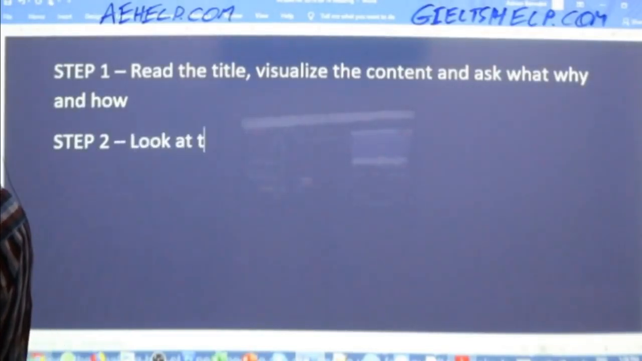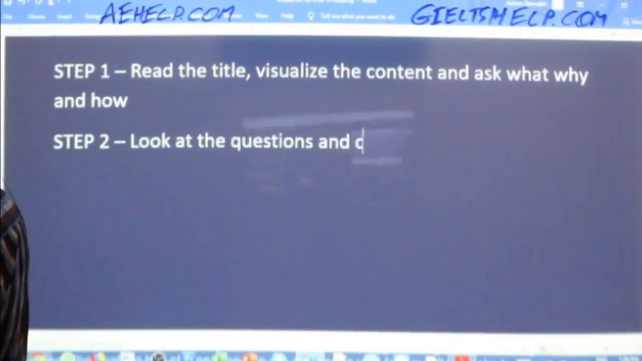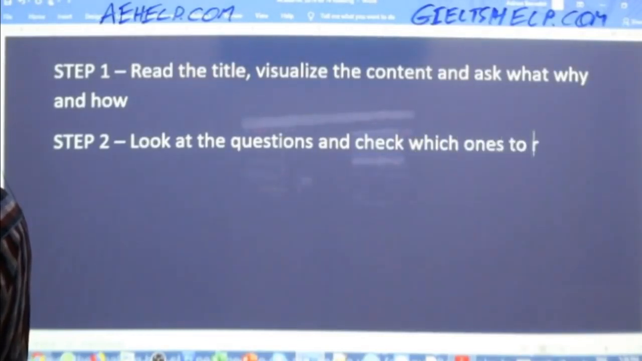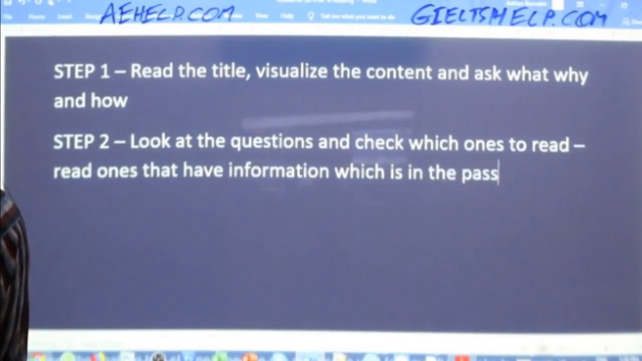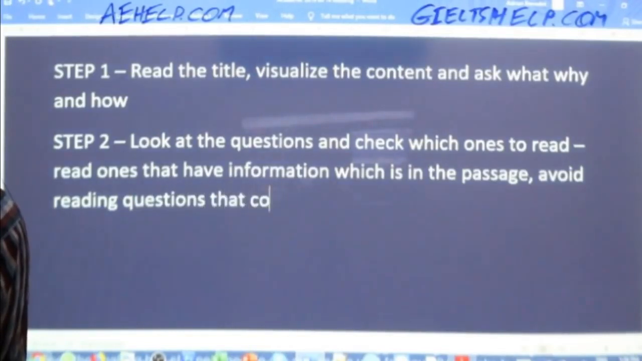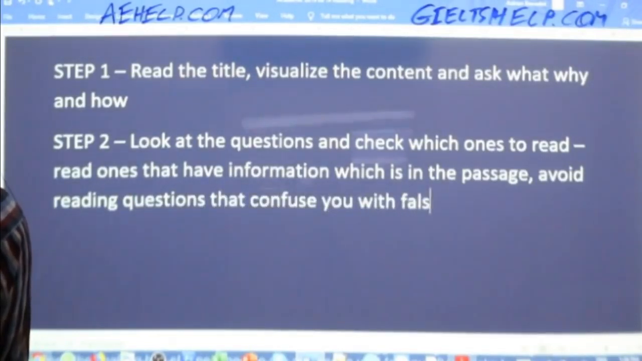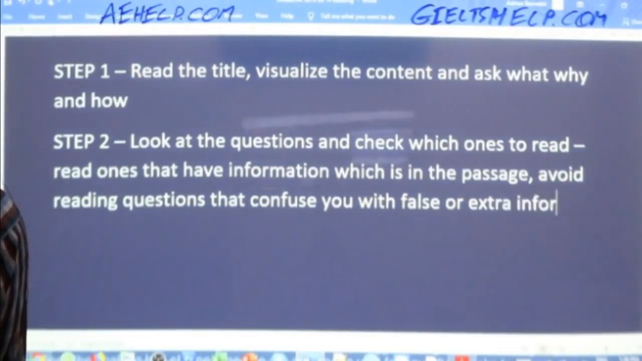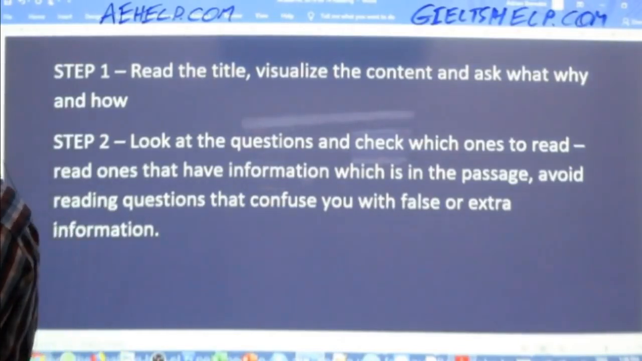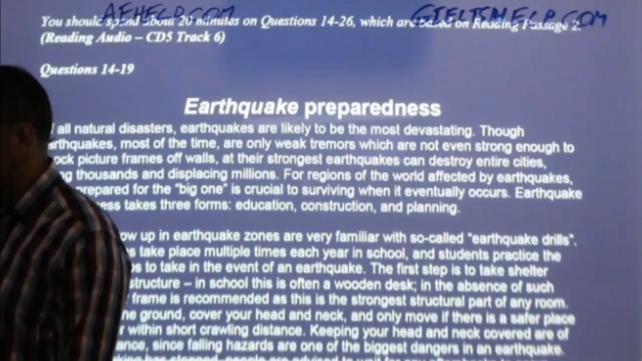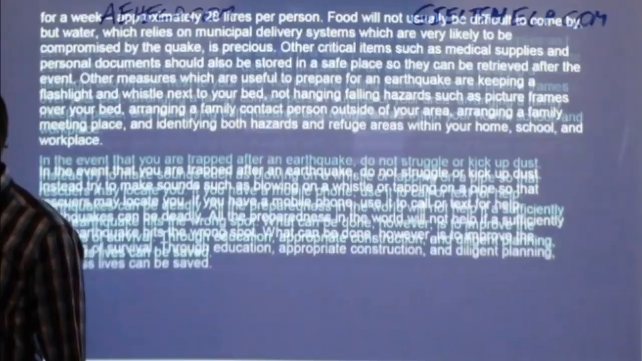Look at the questions and check which ones to read. Read ones that have information which is in the passage. Avoid reading questions that confuse you with false or extra information. Okay? So let's do that now, members. Let's take a look at the questions for this passage.